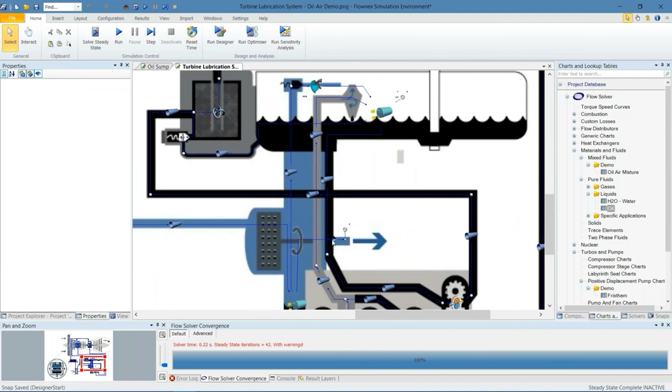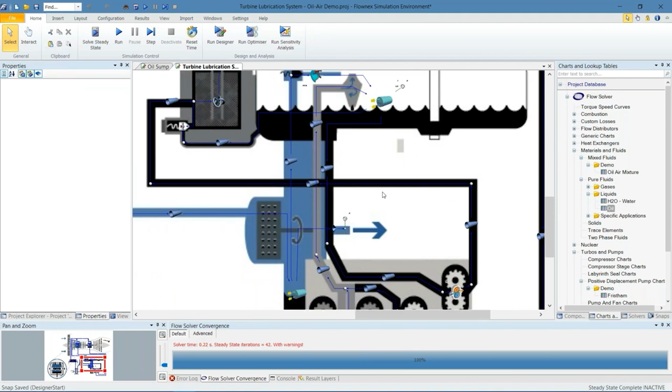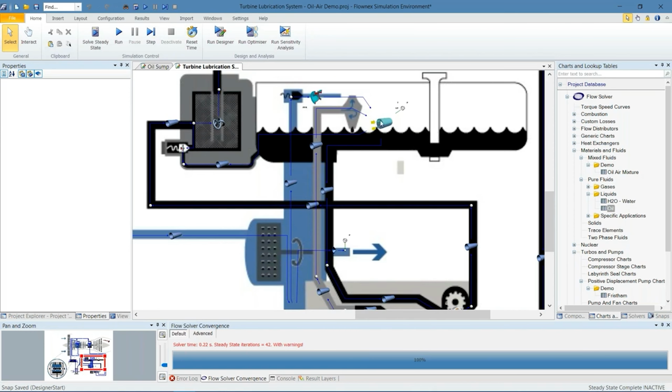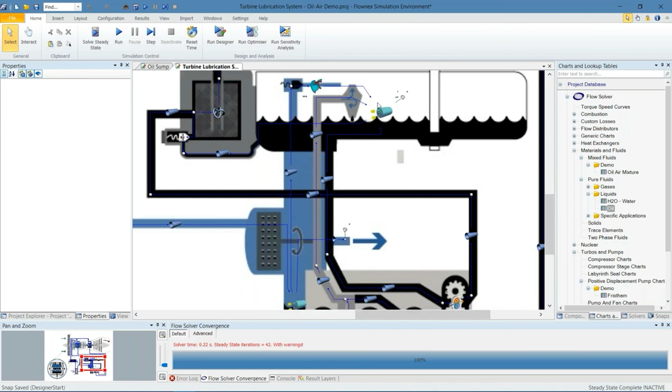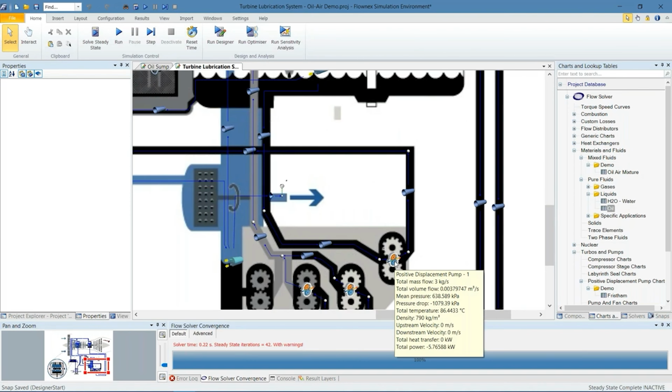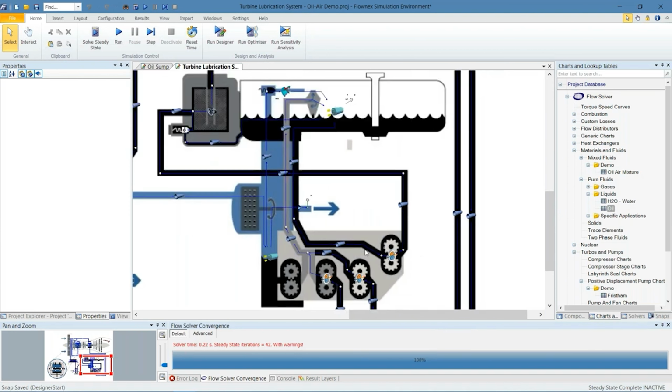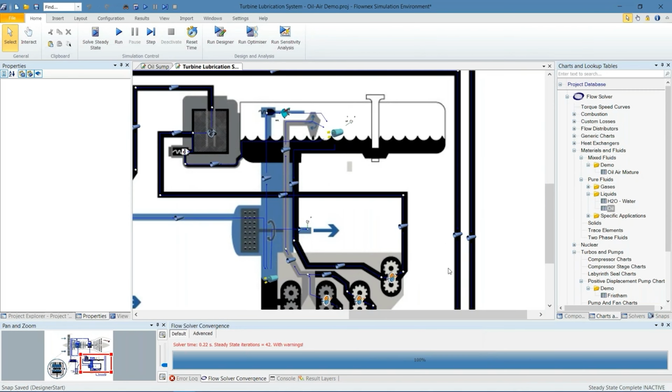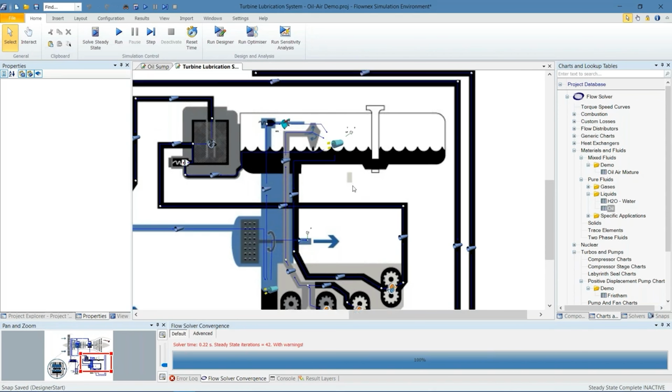We have a small vent to atmosphere modeled over here as well, just with a restrictor and a pressure boundary condition. And then this tank here represents our oil reservoir, which is then connected through some more piping into our main oil pump. This provides the pressure rise needed for overcoming all of the resistances in our oil system, which is primarily our oil filter, the heat exchangers, and the inlet nozzles for injection into our bearing chambers.